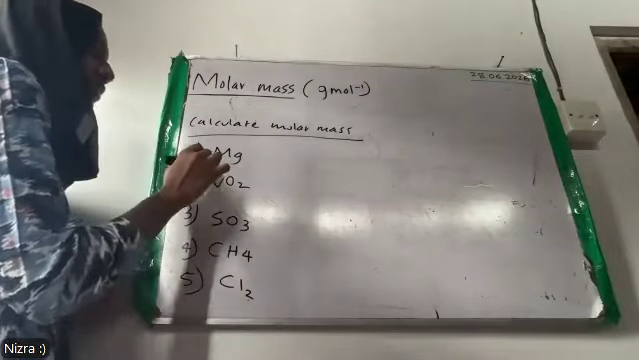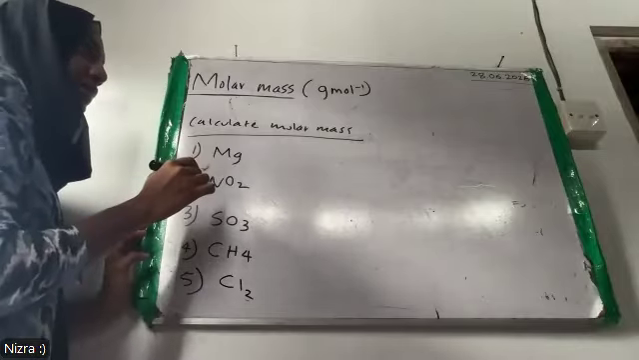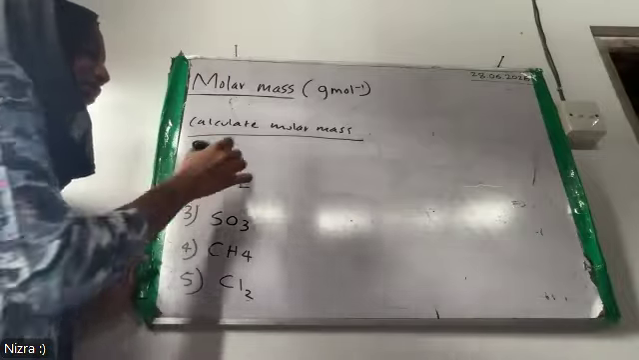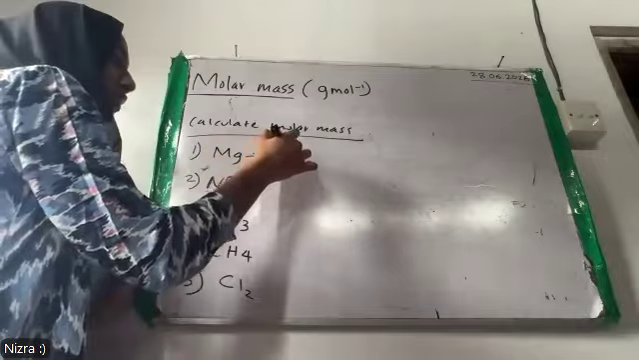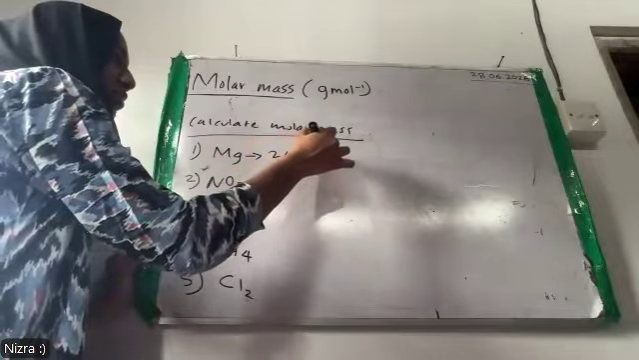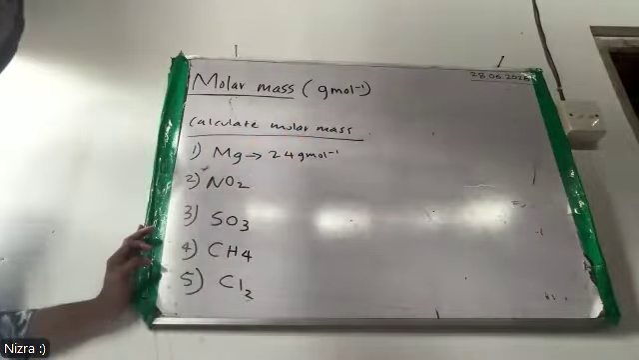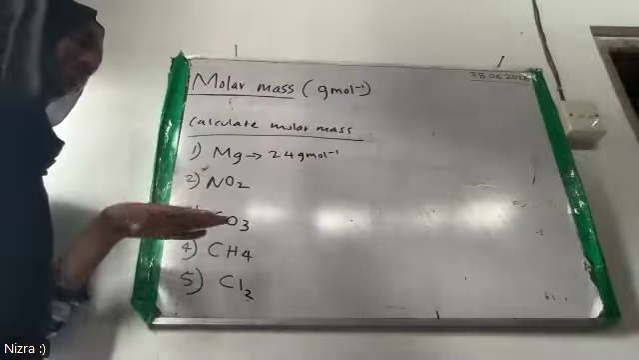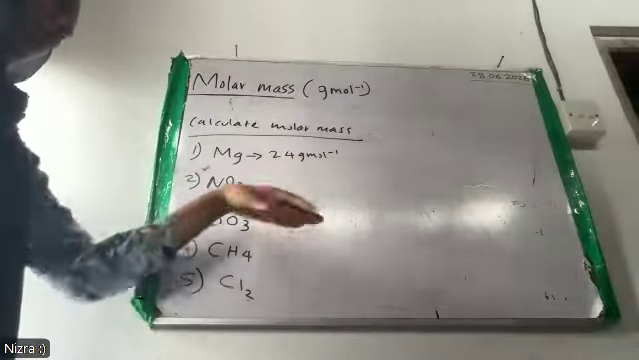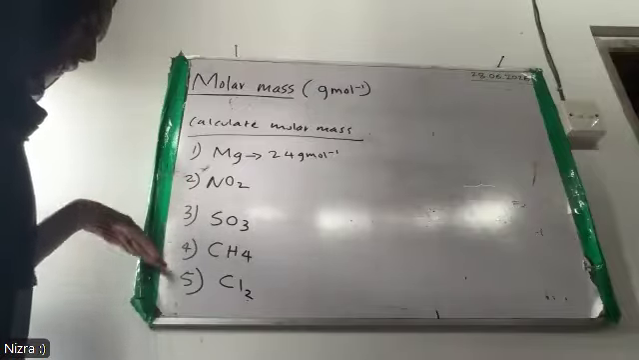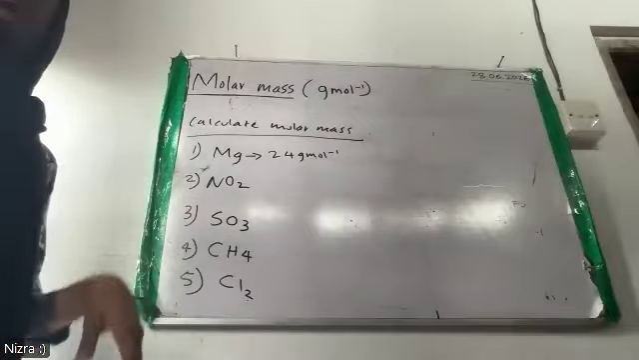Okay, now magnesium, you can see in the table, its relative atomic mass is 24, I think. Okay, it's 24. So what is the molar mass? 24 gram per mole. Okay, you have to put this unit, g per mole. Now for these, you have to calculate the molar masses and then put the unit.